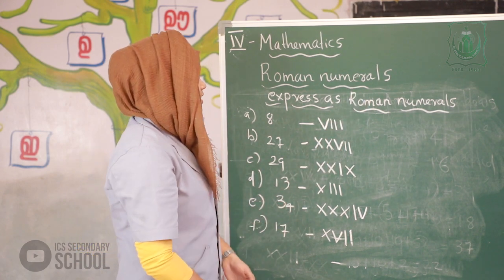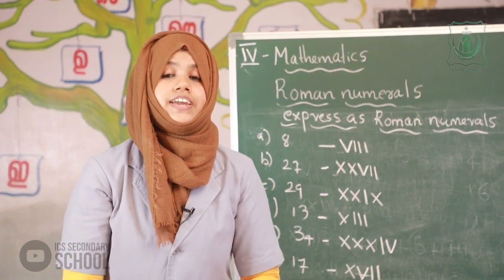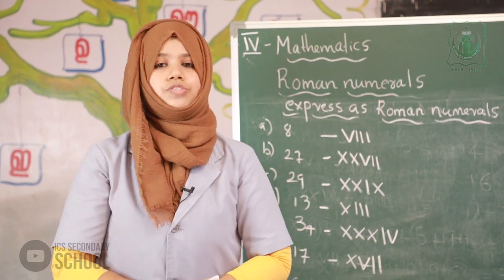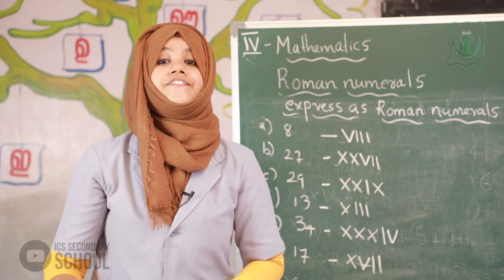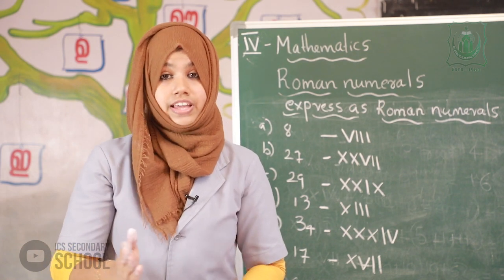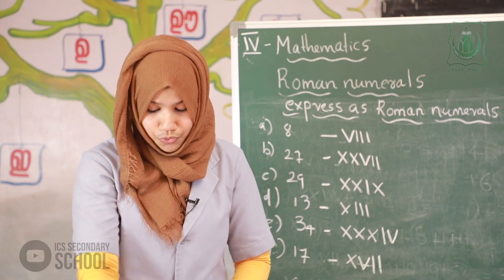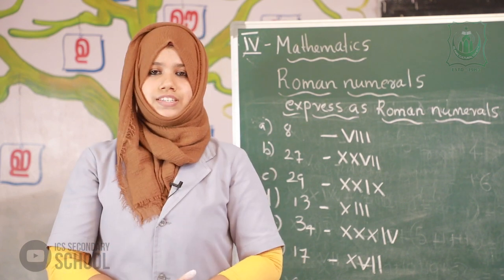So this is about today's class. Today we learned about Roman numerals, write the tables, and study well the values of I, V and X and all. And you have an activity, exercise 4, page number 69, A and B. You should complete it. Thank you.